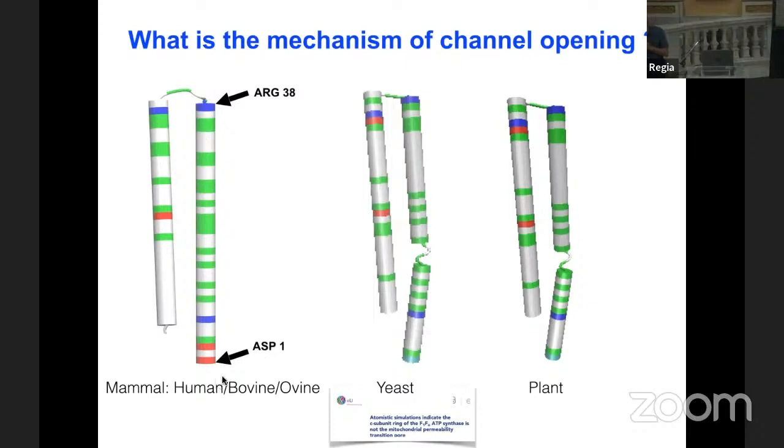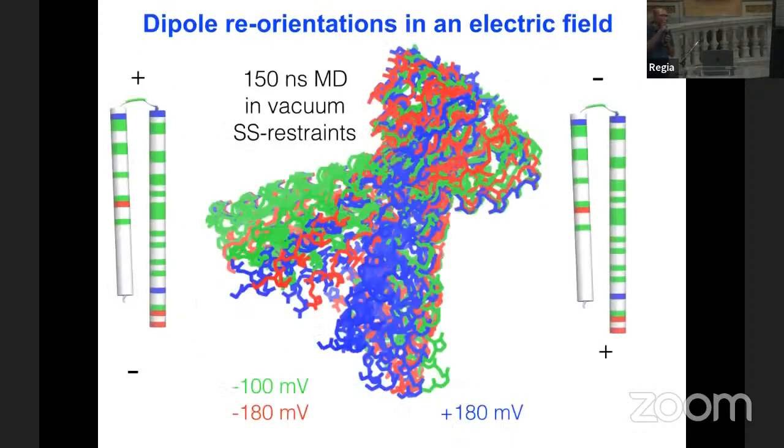As opposed to yeast, which was done back in the day, there is no dipole in there. Or a plant, the helices are not a dipole. So what happens is, if you take a dipole and start simulating that in the presence of an electric field, it starts reorienting. If it's positively charged, if it's a positive field, then the reorientation is less, because essentially this is negative, this is positive.